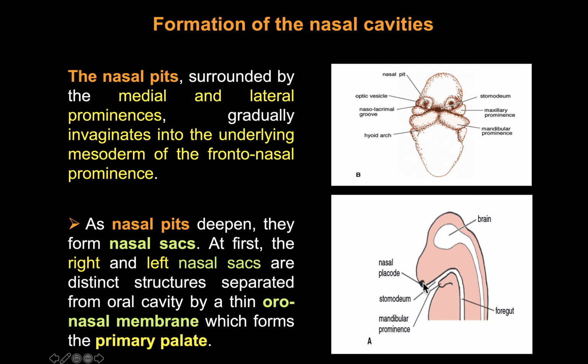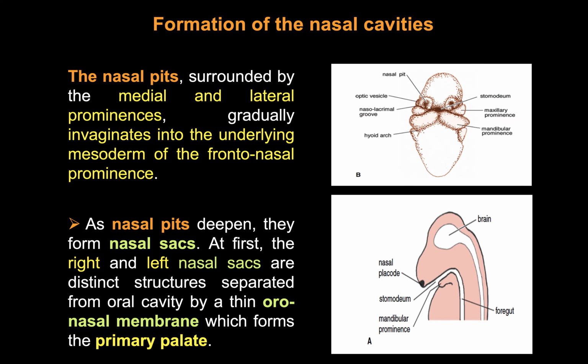These nasal pits, as I said, start to deepen and this results in the formation of the nasal sac, okay, and there will be right and left nasal sac, and usually they are separated from the oral cavity through a membrane which is called the oronasal membrane. And this oronasal membrane forms the primary palate.